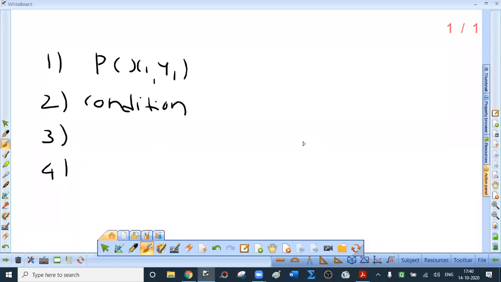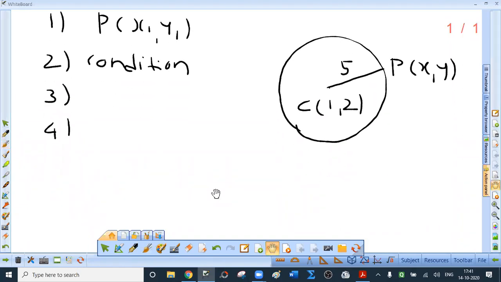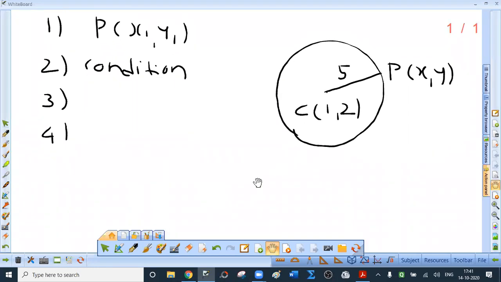Okay. Now consider that example of circle. Suppose we are given that fixed point C is say (1, 2), and every point is equidistant from C and that distance is 5. Now in this case, there is no need to consider let P(x1, y1) be any point in the plane. We say let P(x, y) be any point on the locus. Now what is the geometrical condition? Geometrical condition here is CP equal to radius, that is 5. So what is CP square? It is nothing but 5 square.